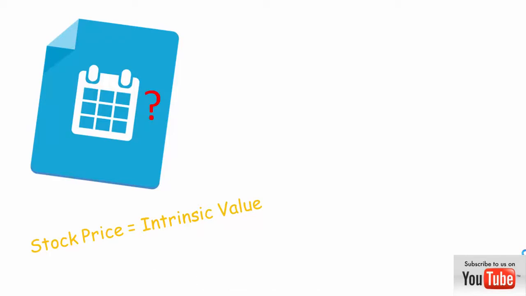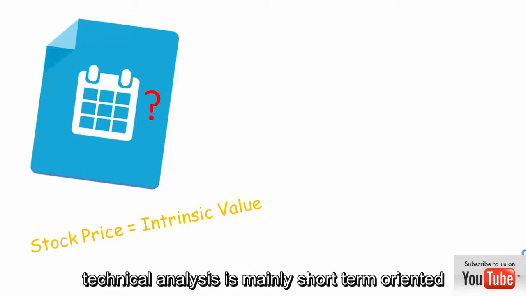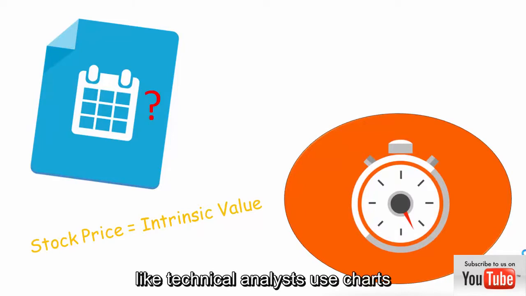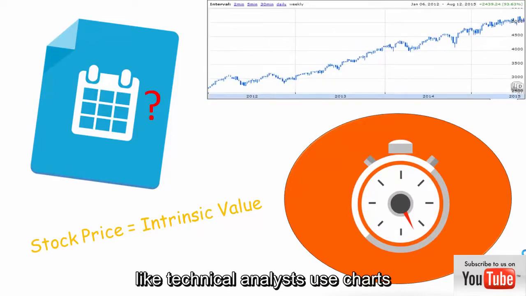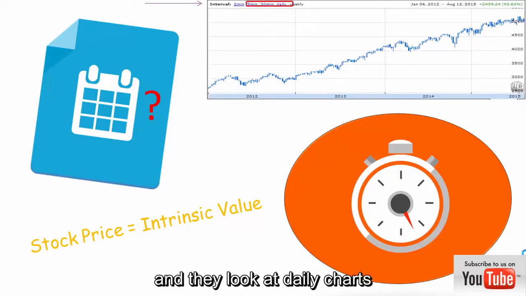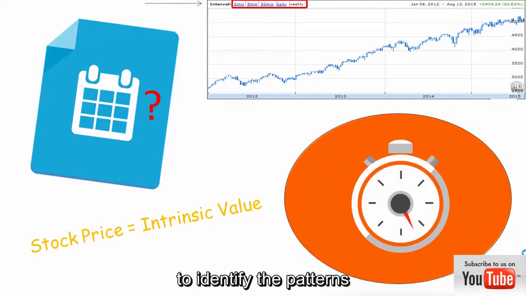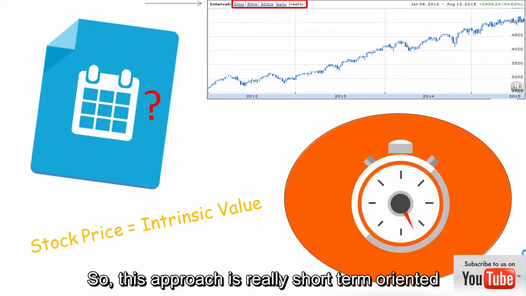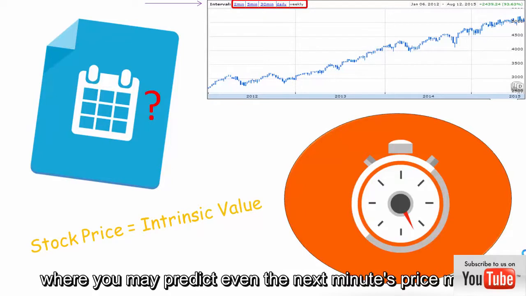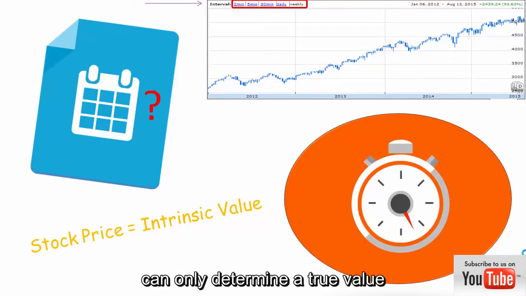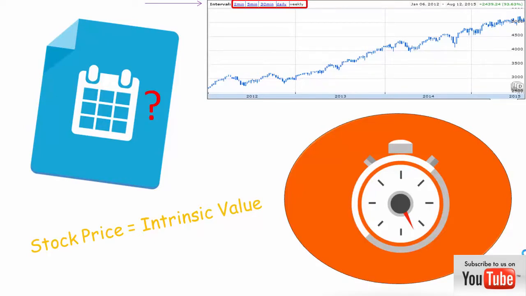On the other side, technical analysis is mainly short-term oriented and typically looks at short-term data. Technical analysts use charts, and they look at daily charts, weekly charts, 2-minute, 5-minute, and 30-minute charts to identify the patterns. So this approach is really short-term oriented, where you may predict even the next minute's price move, while fundamental analysis can only determine a true value, and you have to stick to that.